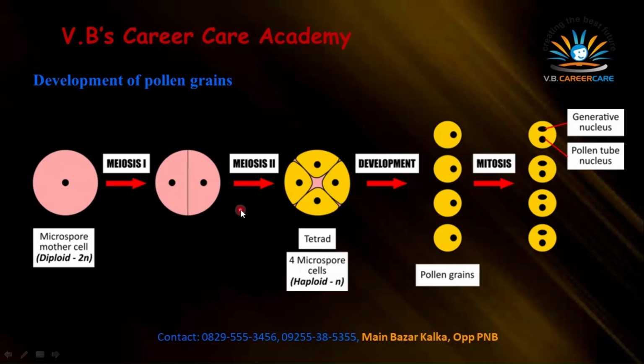One meiosis produces 4 cells, and these 4 cells are present as a tetrad. Tetrad means a group of 4. These cells are known as microspores. These microspores develop and mature as pollen grains, which then undergo mitosis to produce 2 cells, as we have read earlier. The first is the generative cell and the second is the pollen tube nucleus or the vegetative cell.